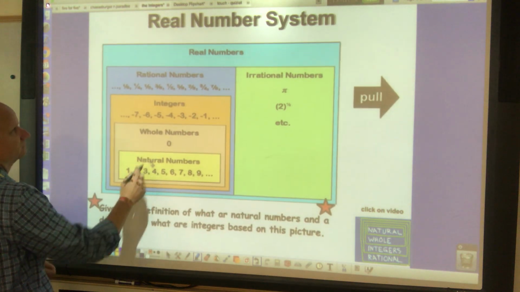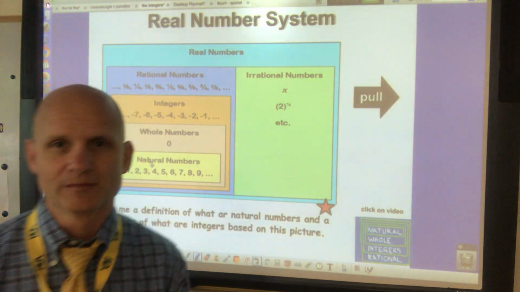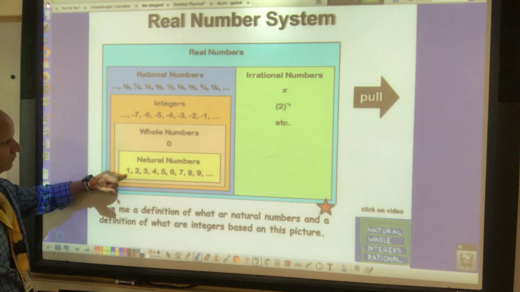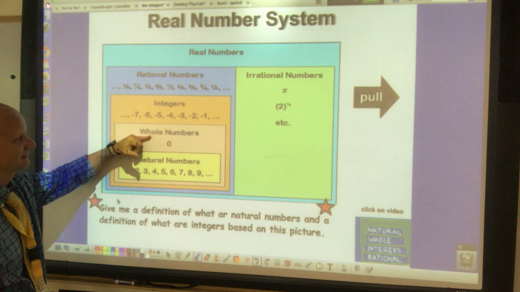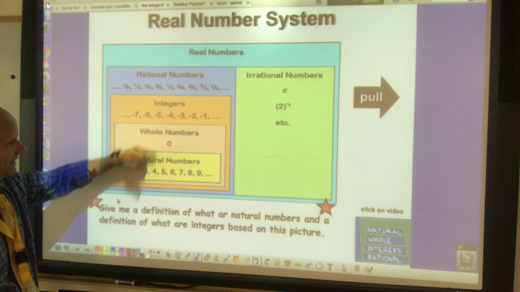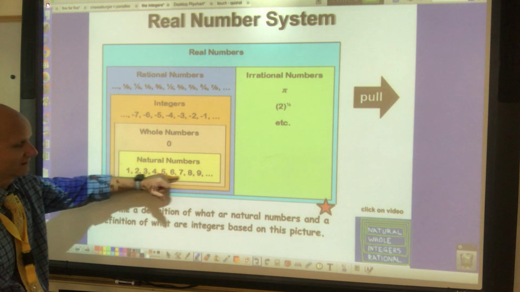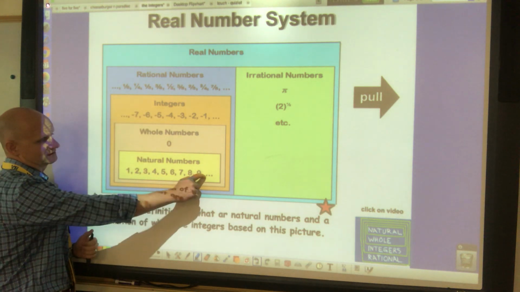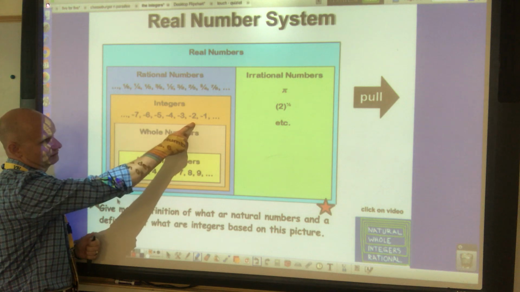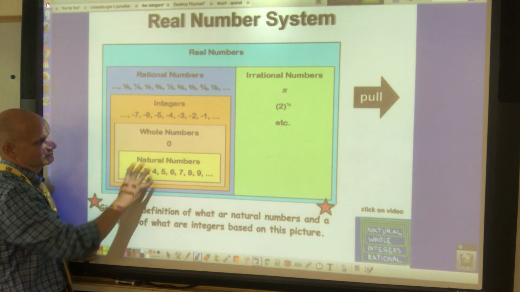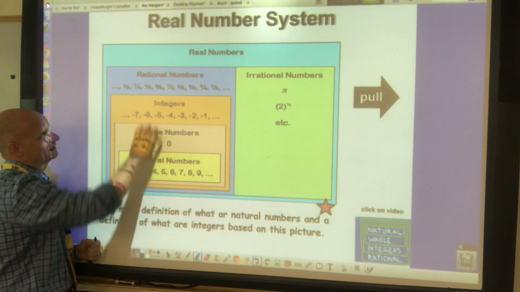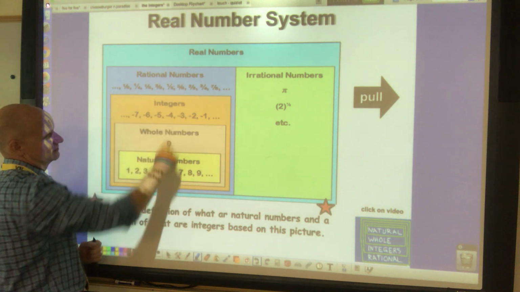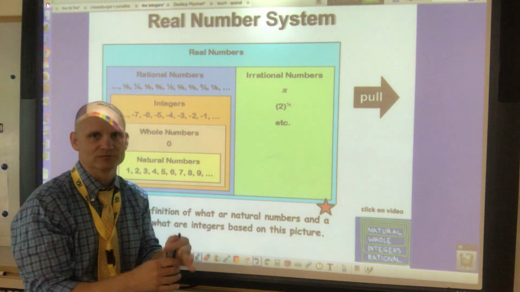Here is a chart that lists real numbers. In the real numbers, you've got natural numbers: 1, 2, 3, 4, 5, 6, 7, 8, 9. You've got whole numbers, which include 0 and the natural numbers. Then you have integers, which include 1 through 9, but also -1, -2, -3. So all of this is in integers. And then you have rational numbers, which include all of this plus these fractions. Those are just a few examples.